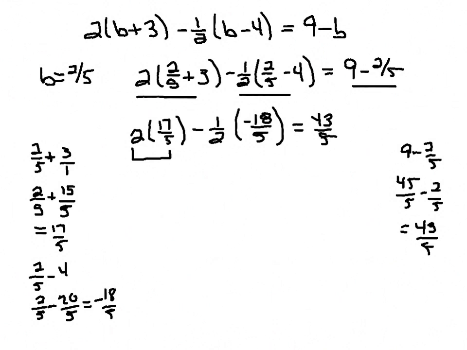Looking at 2 times 17/5, that's the same as 2 times 17, which is 34, all over 5, or 34/5. Taking negative 1/2 times a negative 18/5 results in a positive 9/5, and I want to check to see if that's indeed 43/5. Well, 34/5 plus 9/5 is indeed 43/5, verifying that b equaling 2/5 is my answer.